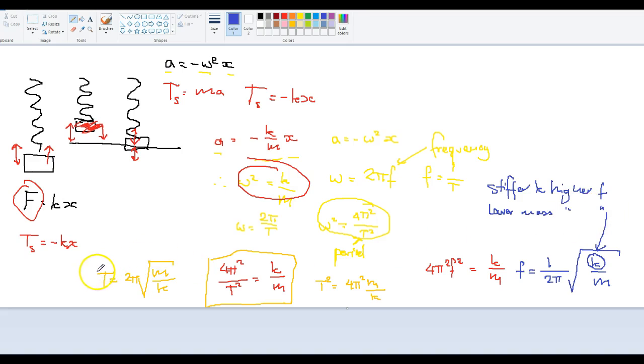And of course the opposite is going to be true over here, that the higher the mass, the slower the period. And the higher the K, also the slower the period.